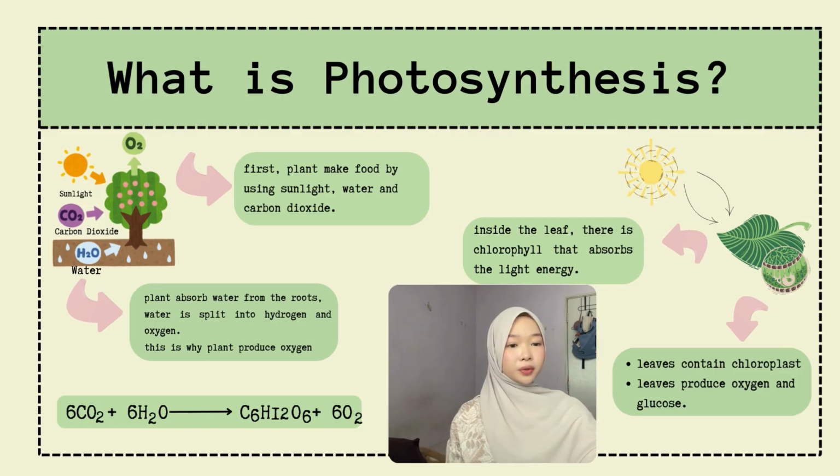Water is absorbed from the roots and transported to the leaves, while carbon dioxide enters through small openings called stomata. During photosynthesis, water molecules are split into hydrogen and oxygen. The oxygen is released into the atmosphere, which is very important for living organisms. At the same time, the plant produces glucose, which is used as a source of energy and for growth. The overall chemical equation of photosynthesis is 6 carbon dioxide plus 6 water, producing glucose and 6 oxygen.